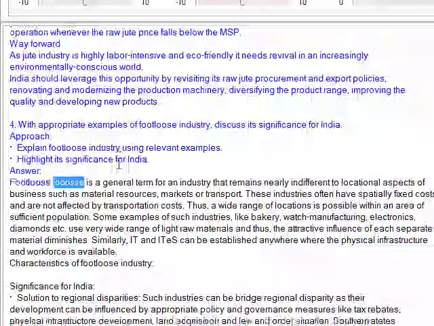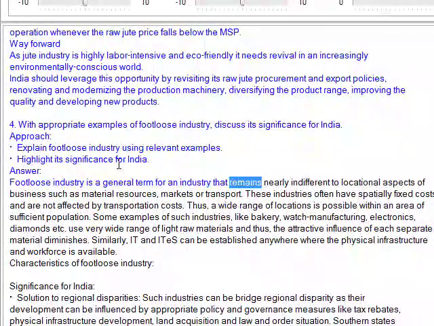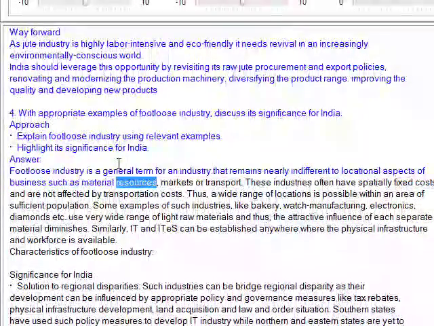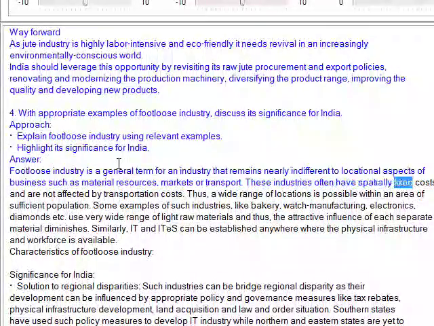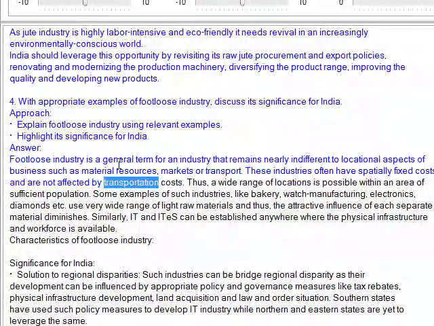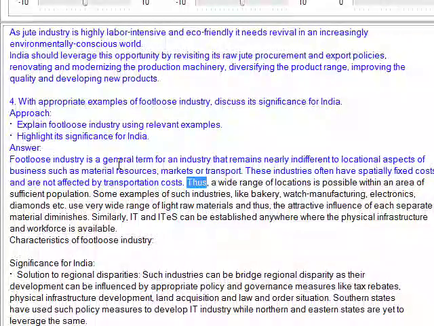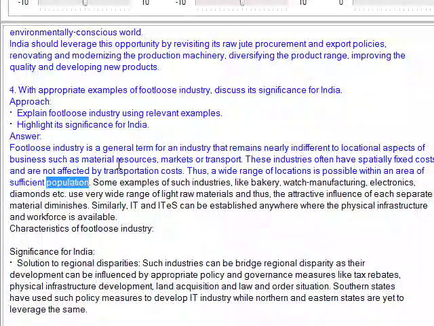Answer: Footloose industry is a general term for an industry that remains largely indifferent to locational aspects of business, such as material resources, markets, or transport. These industries often have spatially fixed costs and are not affected by transportation costs. Thus, a wide range of locations is possible within an area of sufficient population.